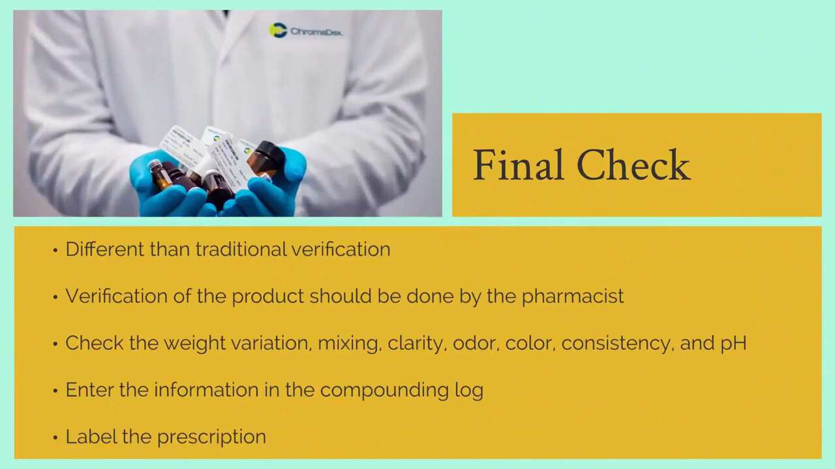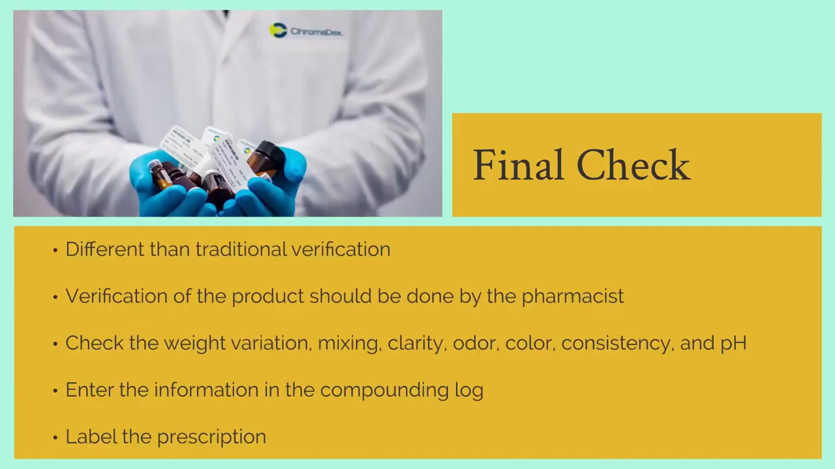Then you traditionally move into the final check. So this is different than the traditional verification that we'll talk about more throughout this course. Verification of this product should only be done by the pharmacist, and you're going to check the weight variation, the mixing, the clarity, the odor, the color, consistency, and even the pH sometimes. You enter all of this information in the compounding log and then label the prescription.